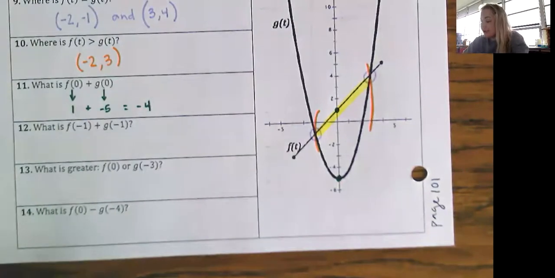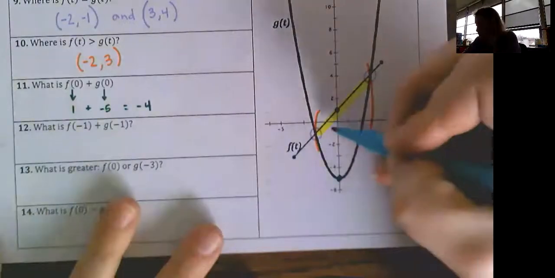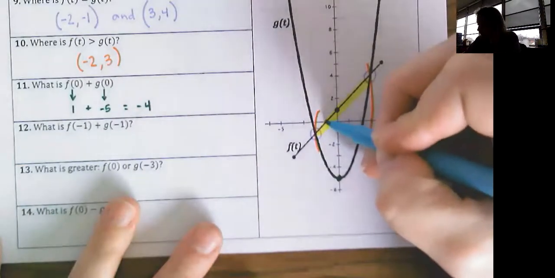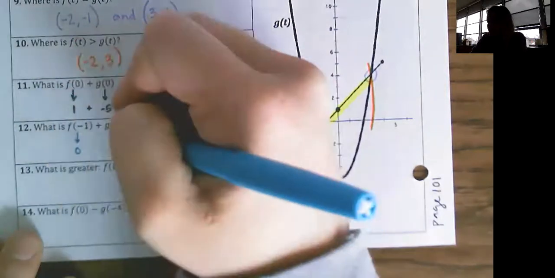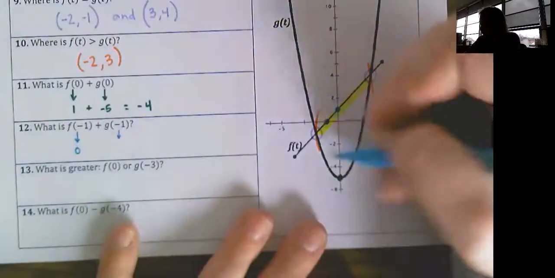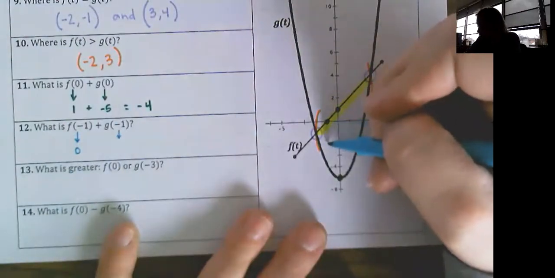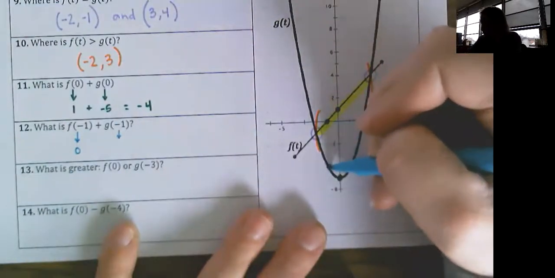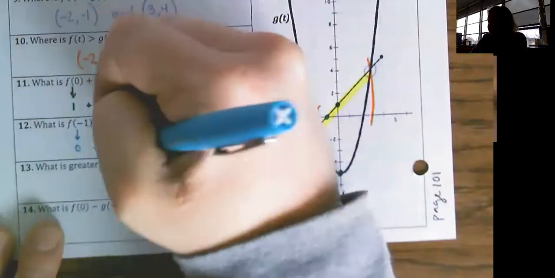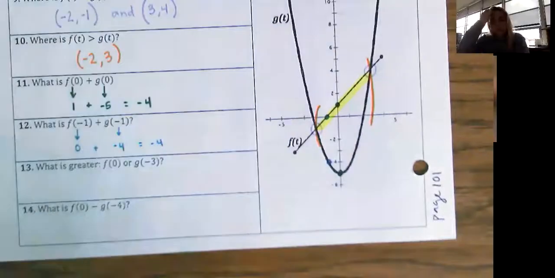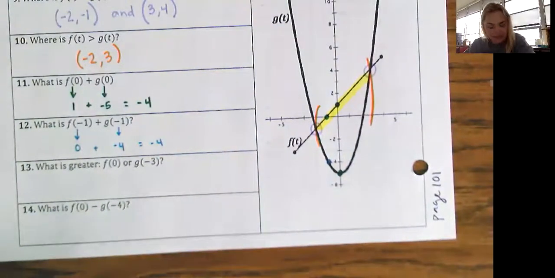Okay, on the next one, what is f of -1 plus g of -1? Well, at -1, f, the straight line, is at 0. And g, the curved line, at -1 goes down 1, 2, 3, 4. So I would say -4. When I add those together, I get -4. Fancy that, we get -4 twice.